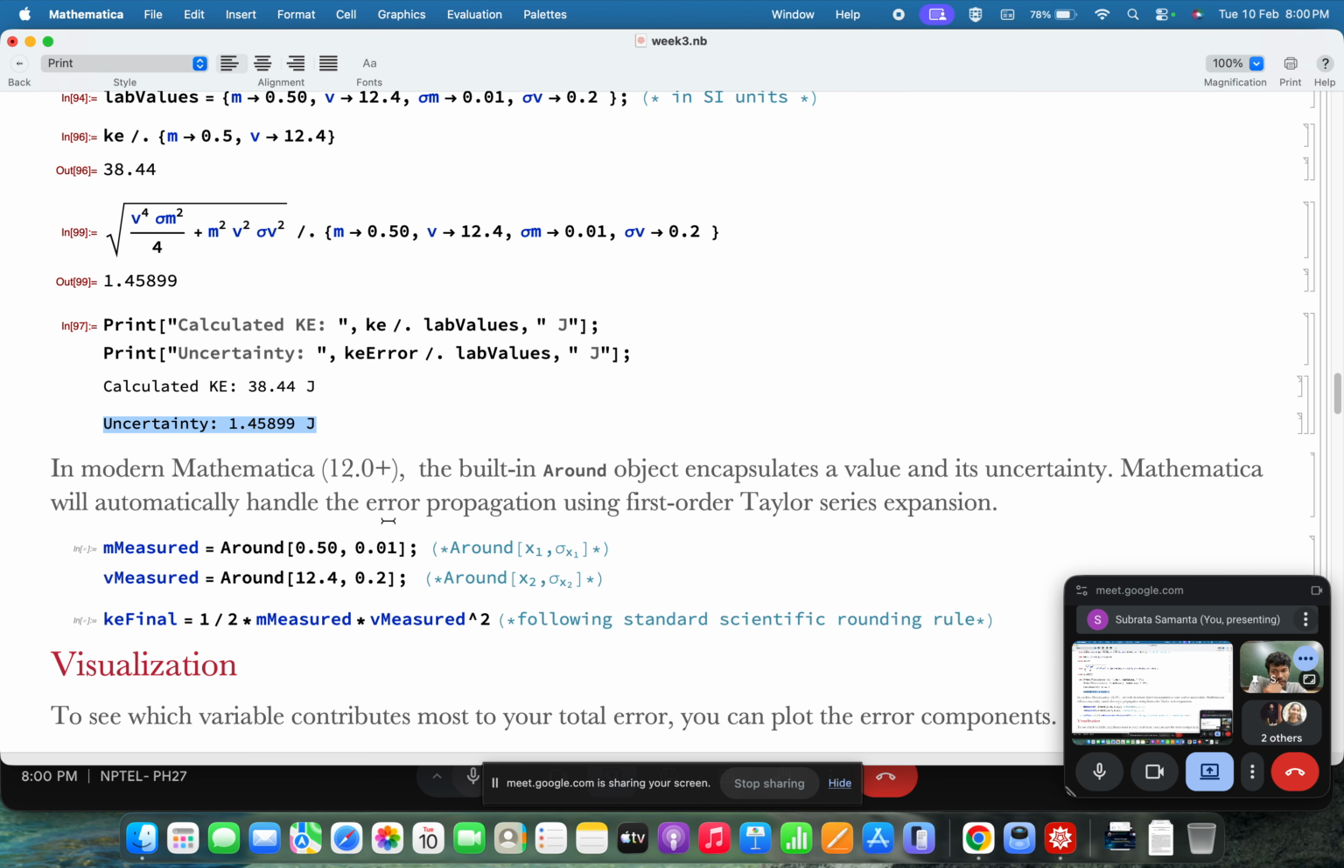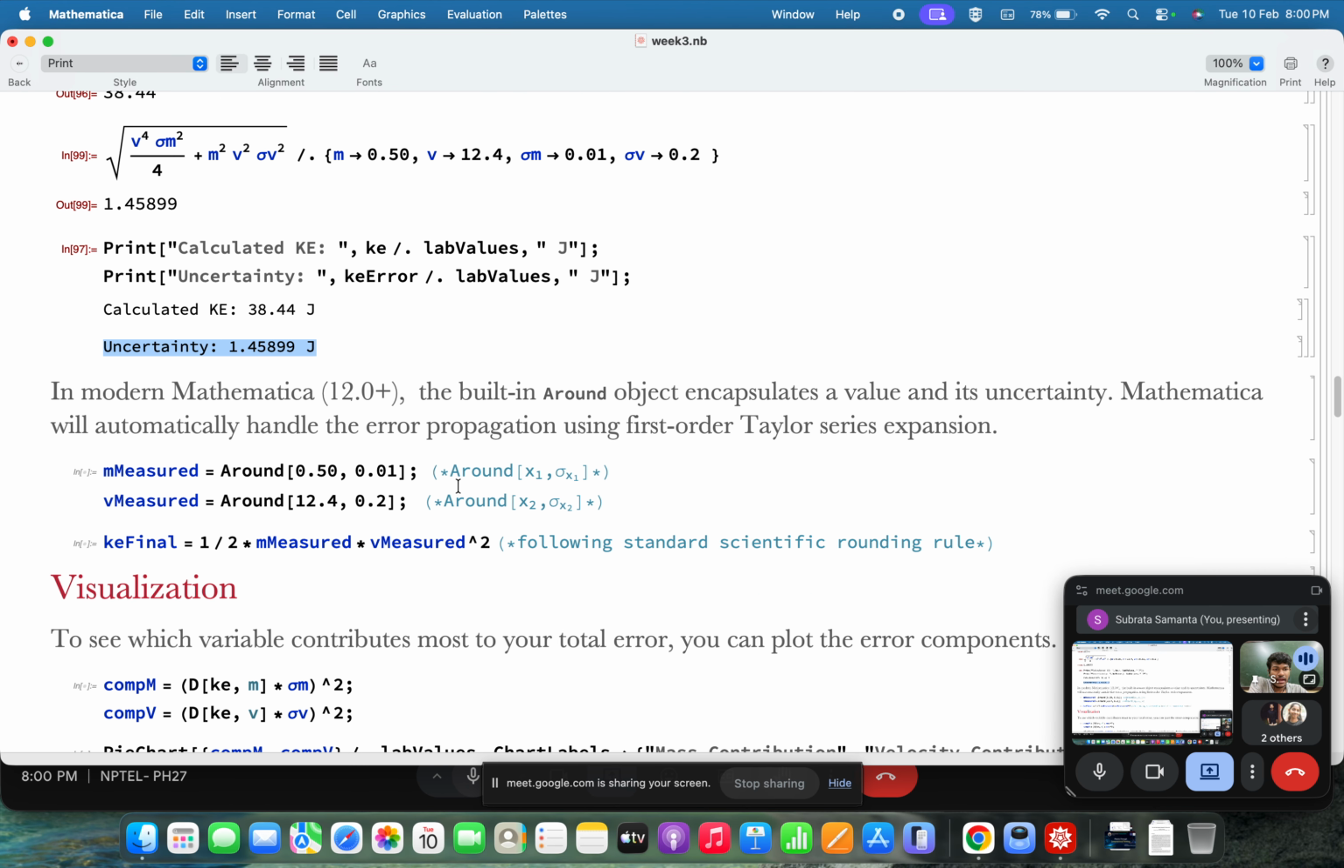Here I use the Around function. In modern Mathematica, if your Mathematica version is after 12, I am using version 13, which is after 12, the built-in Around object basically encapsulates a value and its uncertainty. Mathematica will automatically handle the error propagation using the first order Taylor series expansion.